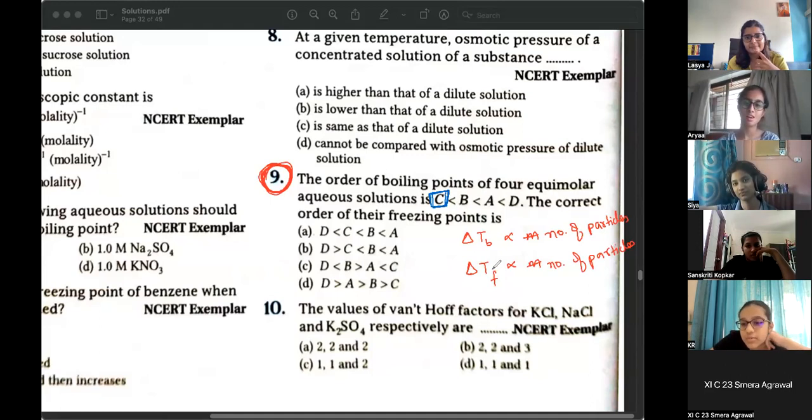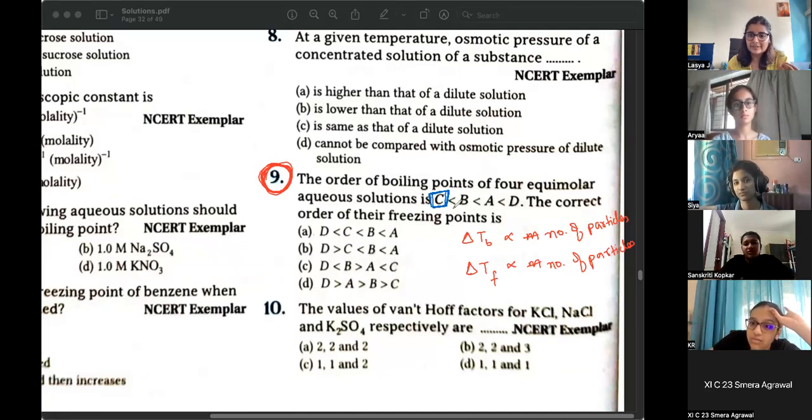Could you repeat your question, ma'am? Your voice is cracking. So C solution has the lowest boiling point, which means elevation in boiling point is lowest in C. Okay, so depression in freezing point, what can you say about depression in freezing point for C? Will be higher. Why? That will also be lower only, right? Like C will have the lowest depression in freezing point.